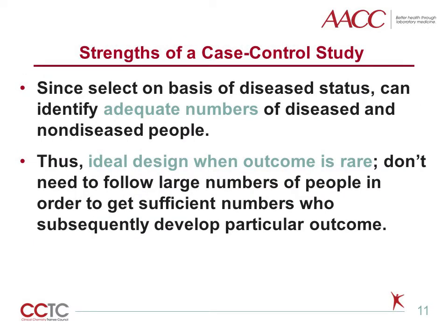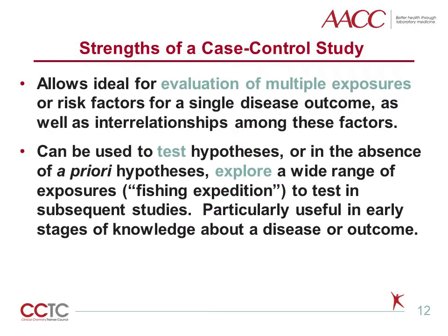And since we're going to select on the basis of the disease status, we can identify adequate numbers of diseased and non-diseased people. So it's going to be the ideal design when the outcome is rare. We're not going to need to follow large numbers of people in order to get sufficient numbers who subsequently develop a particular outcome. It also allows for the evaluation of multiple exposures or risk factors for a single disease.